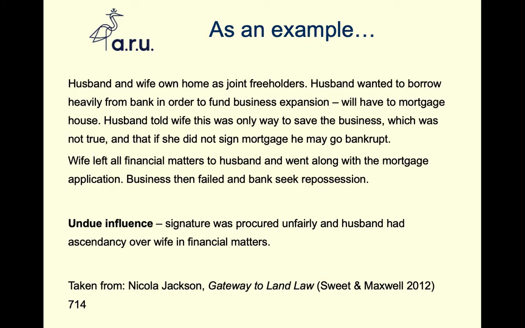And what will happen is that undue influence would kick in to establish that she's a victim and that the mortgage cannot be enforced by a lender against a victim, because in this case the signature has been procured unfairly. She hasn't consented with her own free will. Her husband had some form of ascendancy, so it was higher than her, or more important than her in financial matters. It doesn't completely disable any right of the bank.